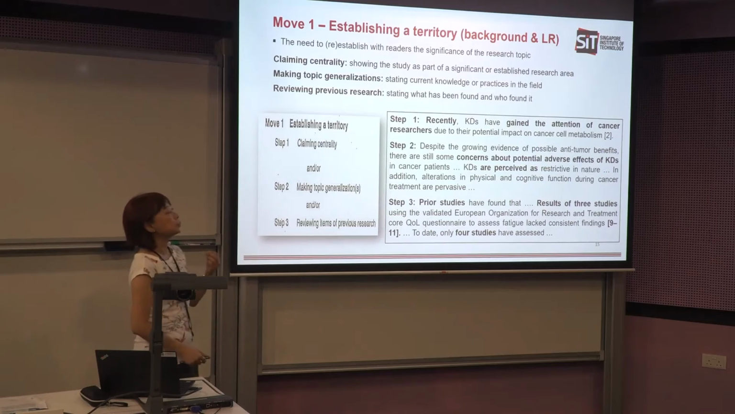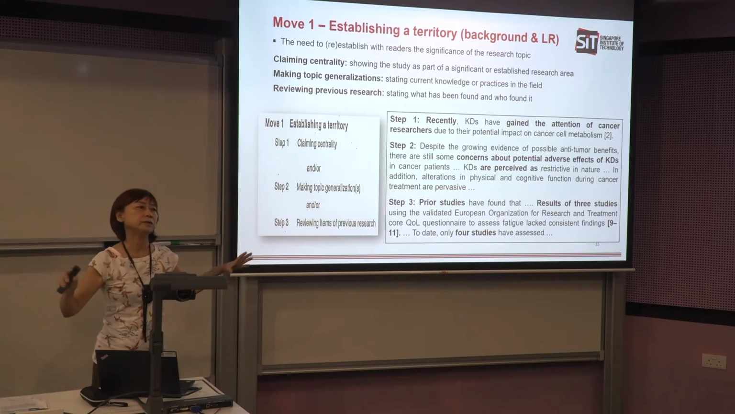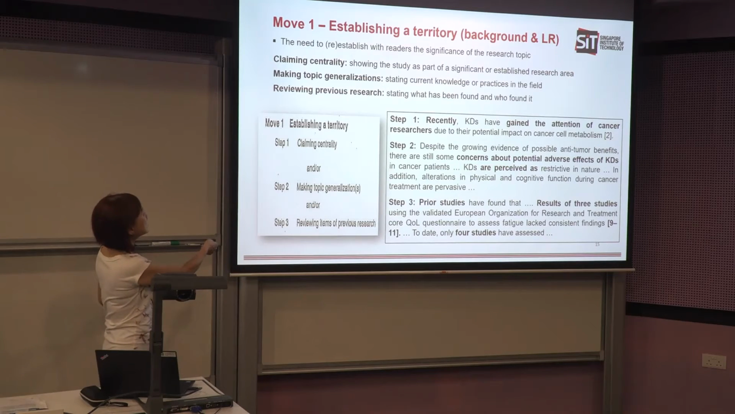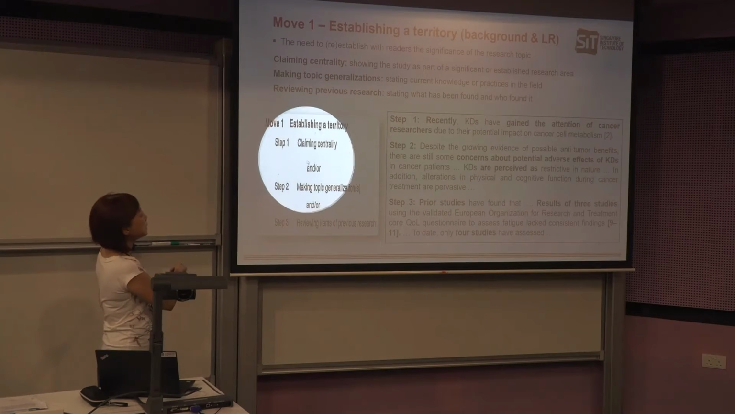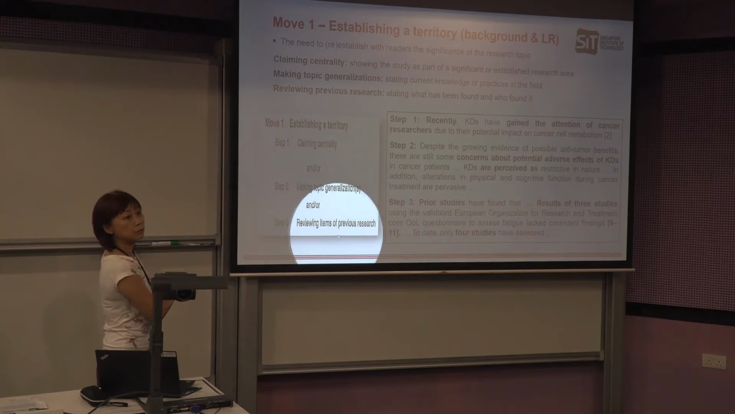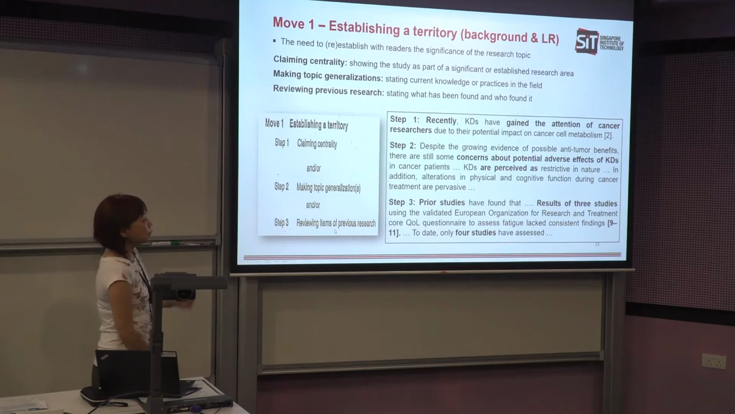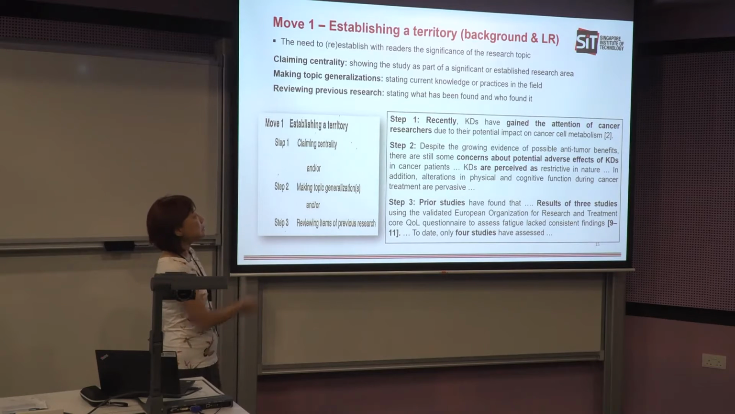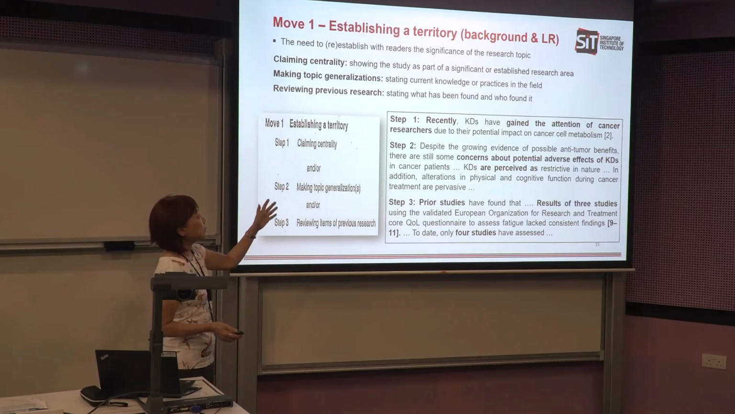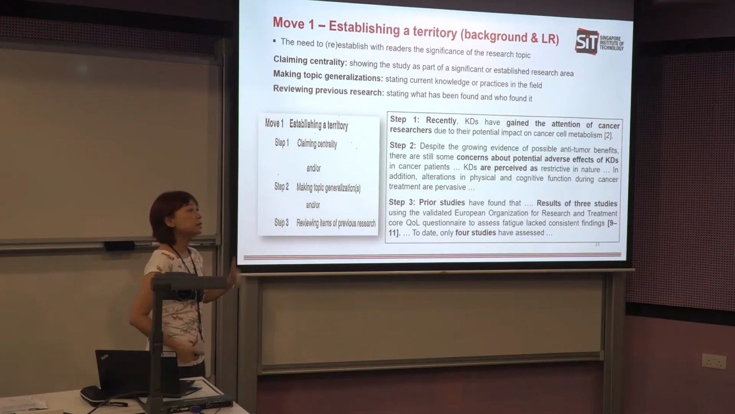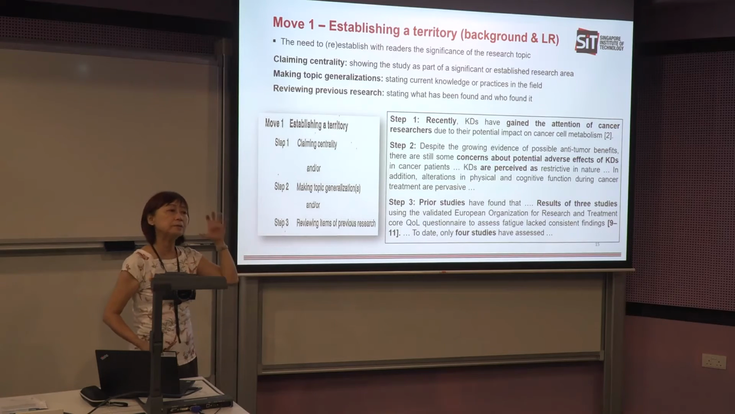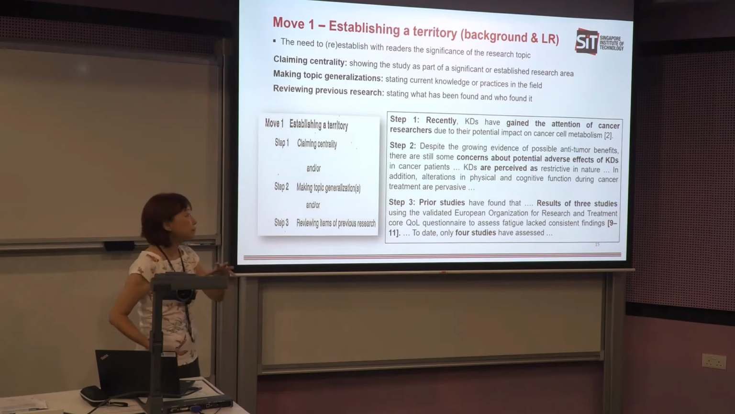The first move is establishing that territory. To do this, the authors can claim centrality. Maybe I can just highlight this. Authors will claim centrality and/or make topic generalizations and/or review items of previous research. From Kodabashi, we can see these. Step 1, claiming centrality, where the author says, "Recently, KDs have gained the interest of cancer researchers." So they claim that there is some importance in this, it's significant.